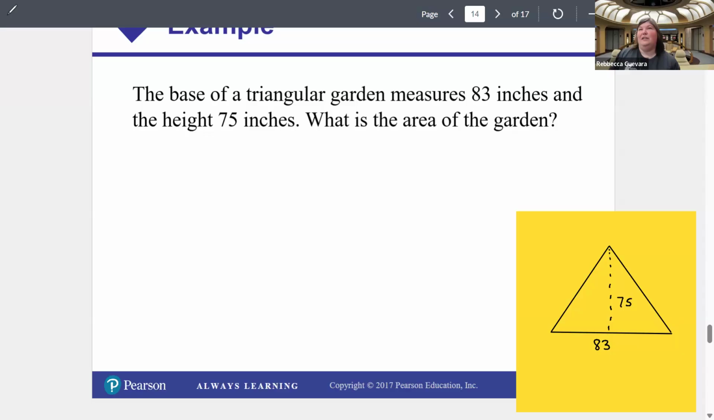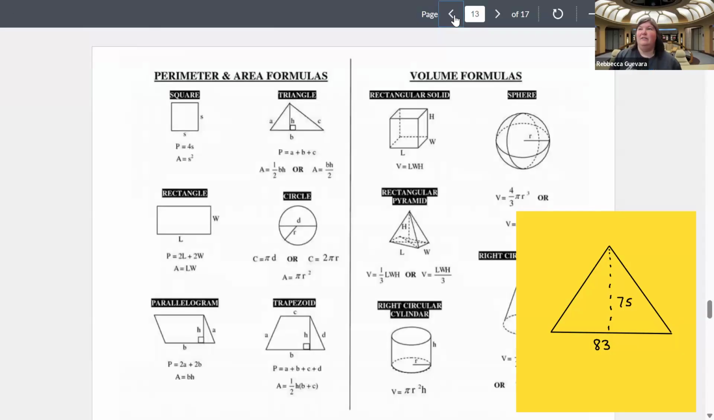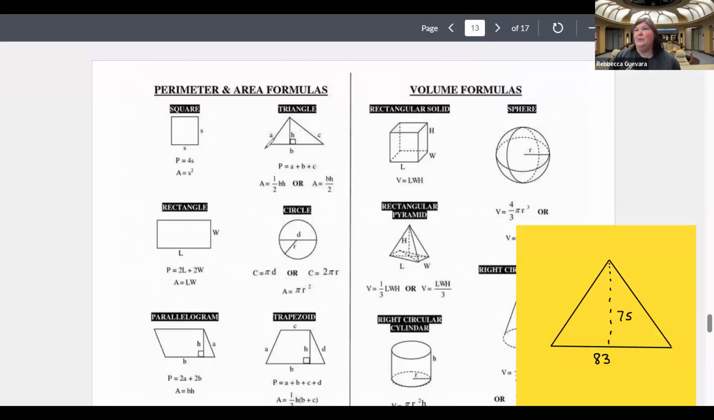Okay, but how do I figure out that area? Well, if we go back here, we see area of a rectangle. We have all this stuff labeled, but the formula I need for area of a triangle is 1/2 of base times height.